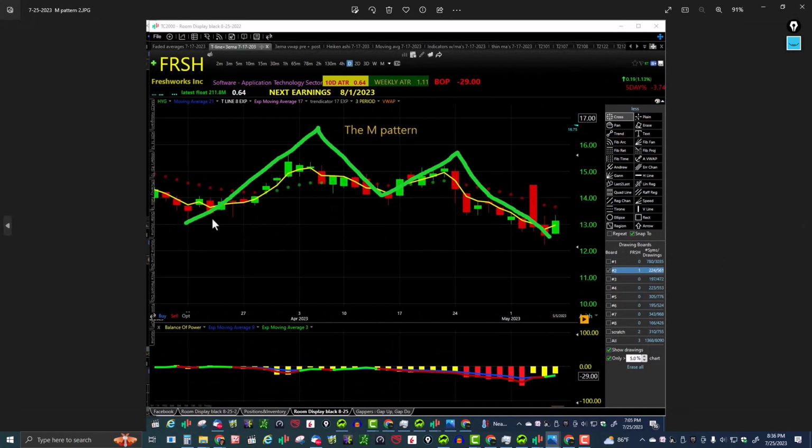Another M pattern. Price comes up, back to the apex, comes back up here, back down. Notice at the apex there's a little battle here, little battle here, and then we wind up heading further south. So there's another M pattern.